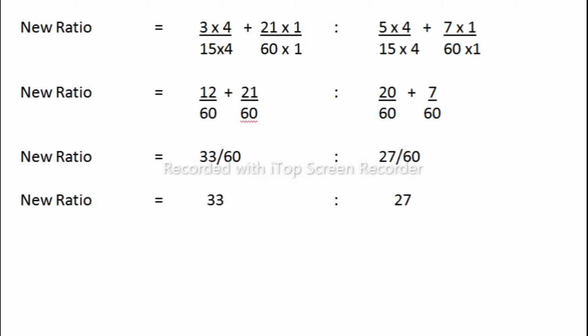If there is a possibility to simplify it, we are going to simplify it. 33 and 27 are divisible by 3. Therefore 33 divided by 3 is 11 and 27 divided by 3 is 9. So the new ratio is going to be 11:9.